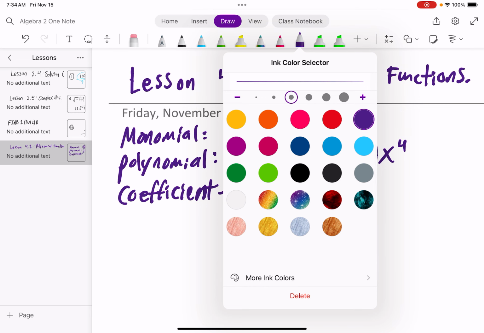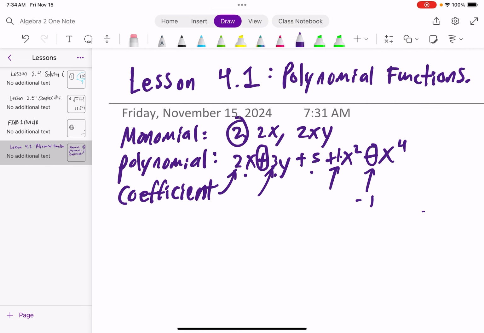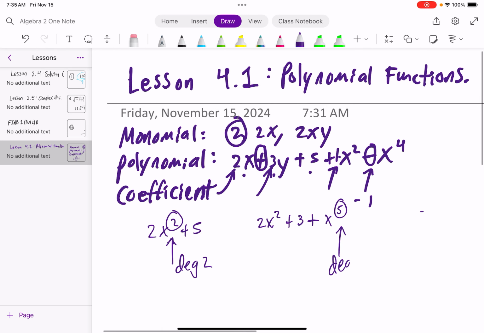There it is. Okay. So the degree, let's say you have 2x squared plus 5. The degree is the highest exponent on the x, the highest power on the x. So this will be degree 2. If you had something like 2x squared plus 3 plus, I don't know, x to the 5th power, then you would have the highest degree on the x is degree 5. So this is a 5th degree polynomial.